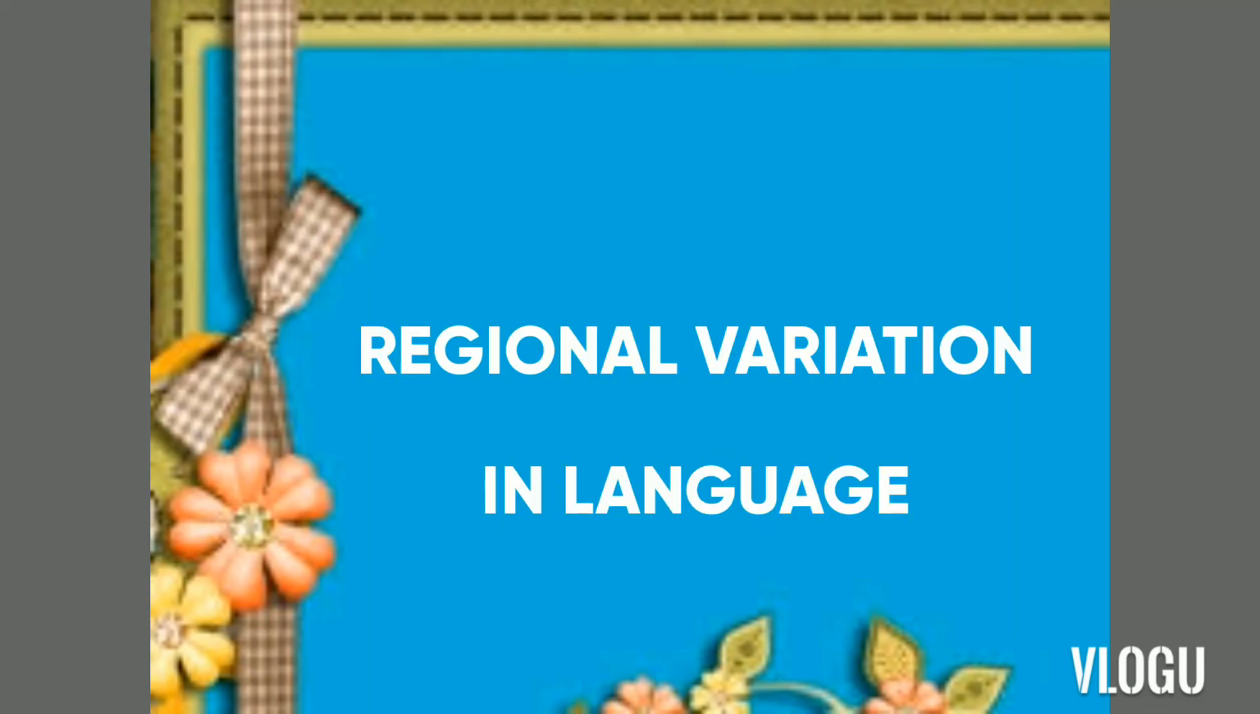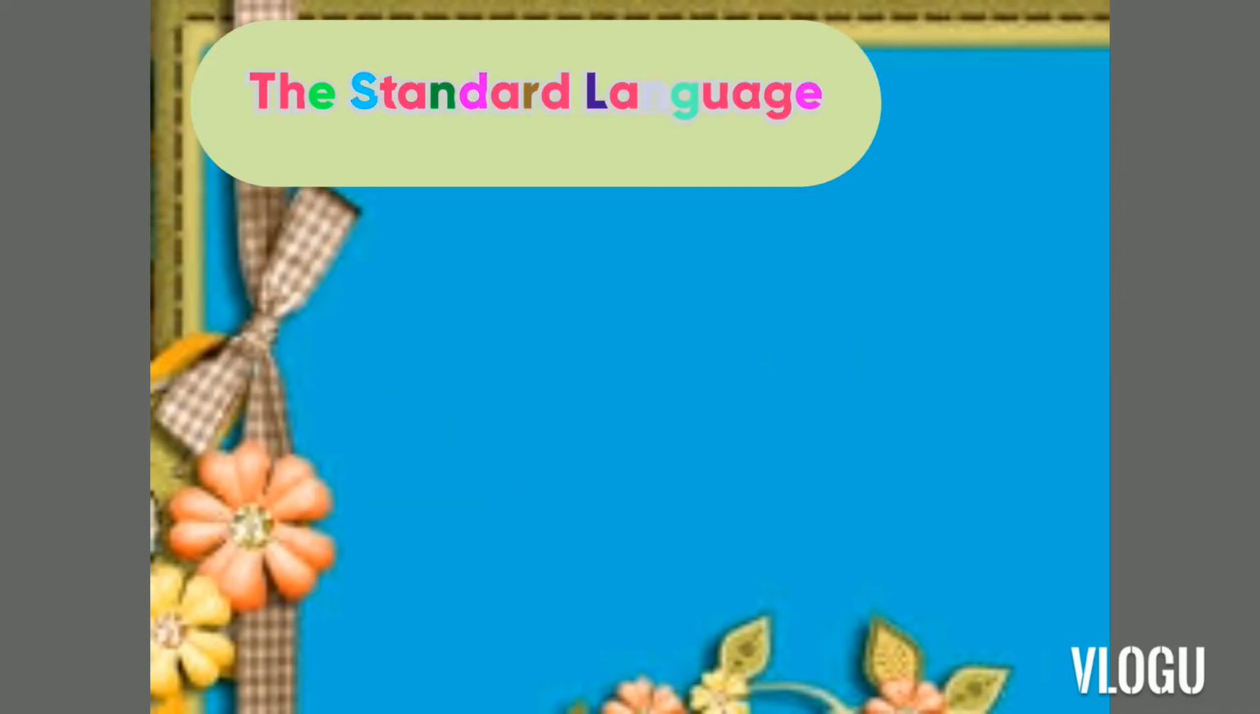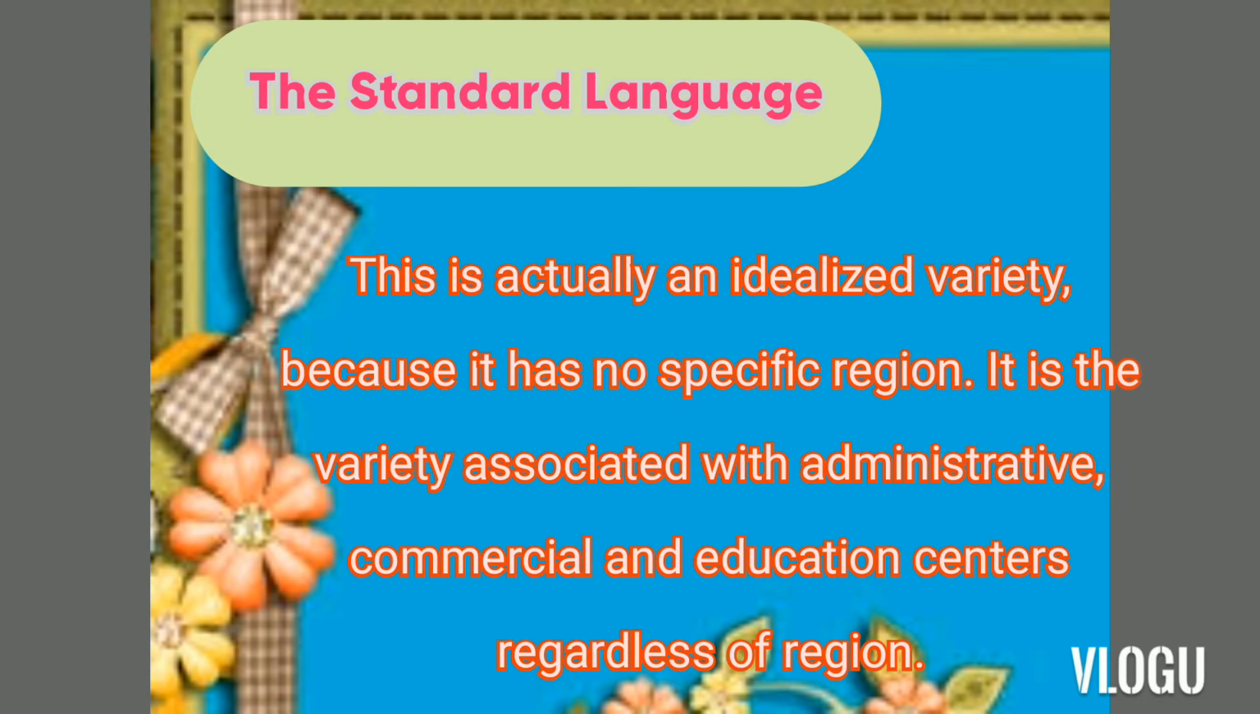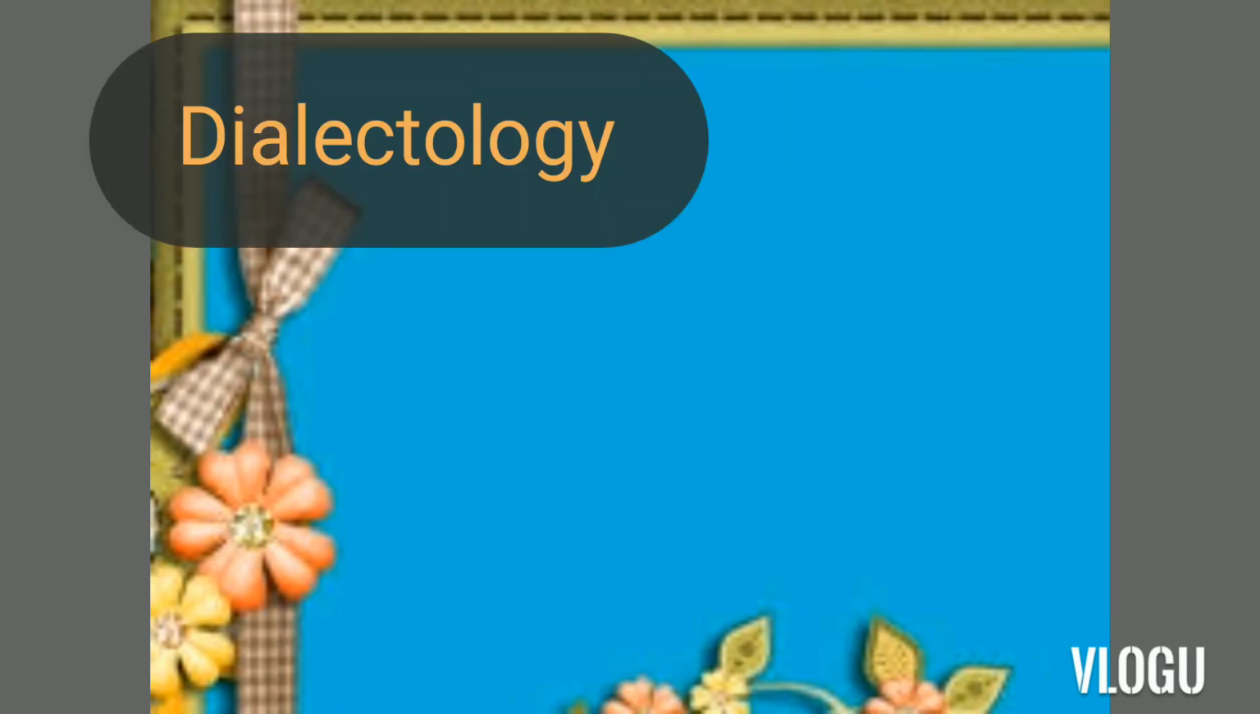Regional variation in language. The standard language. This is actually an idealized variety because it has no specific region. It is the variety associated with administrative, commercial, and education centers regardless of region.